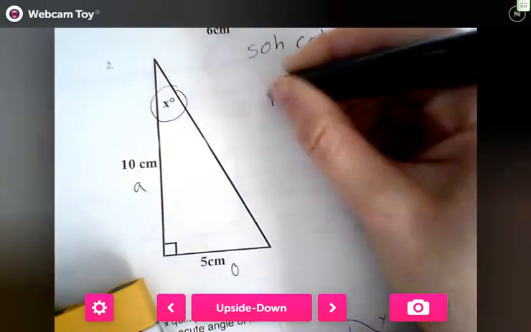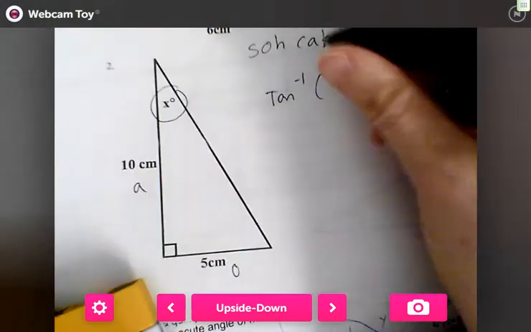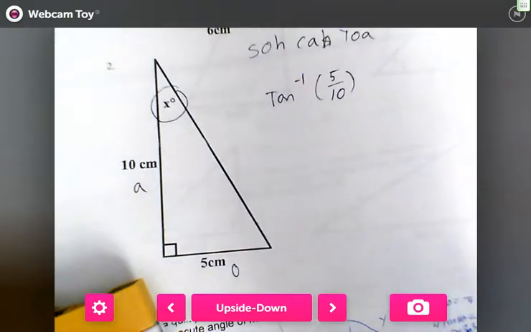Tan. So we go tan, negative 1. Opposite goes on top because that's first. 5. Adjacent goes on the bottom. That's 10. I go to my calculator.